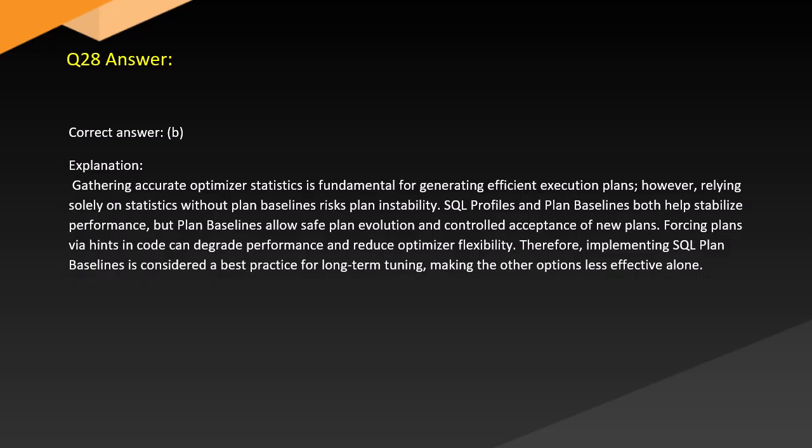Answer. Correct answer: B. Explanation. Gathering accurate optimizer statistics is fundamental for generating efficient execution plans. However, relying solely on statistics without plan baselines risks plan instability. SQL profiles and plan baselines both help stabilize performance, but plan baselines allow safe plan evolution and controlled acceptance of new plans. Forcing plans via hints in code can degrade performance and reduce optimizer flexibility. Therefore, implementing SQL plan baselines is considered a best practice for long-term tuning, making the other options less effective alone.